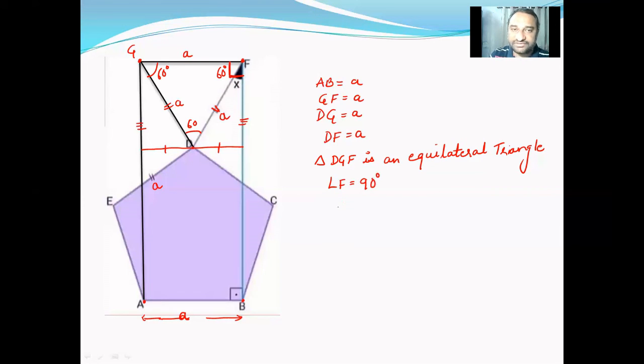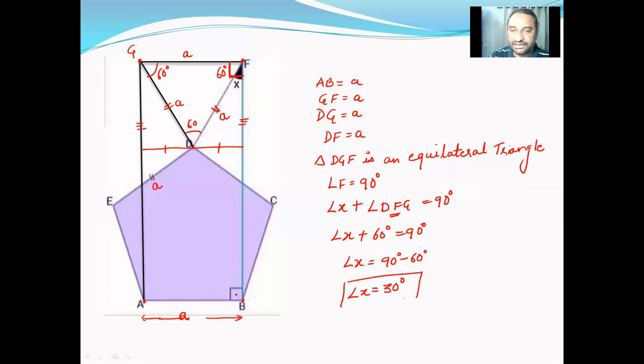But angle F can be written as angle X plus angle DFG, which is equal to 90 degree. But DFG is the angle of the equilateral triangle that we have formed. So angle X plus 60 degree must be equal to 90 degree. Then angle X can be very easily written as 90 degree minus 60 degree, which is nothing but angle X is equal to 30 degree.